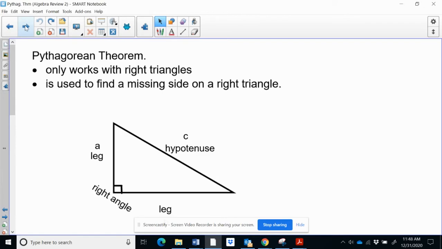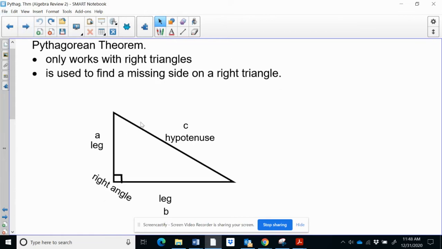Okay, so the Pythagorean theorem is a theorem that is applied to right triangles only. It is used to find a missing side on a right triangle. So just a quick review of right triangles. The two sides that connect to the right angle, those are called the legs. And in the Pythagorean theorem, they are typically referred to as variables A and B. And it doesn't matter which you put for the A and which you put for the B, they can be swapped. They just have to be on the legs.